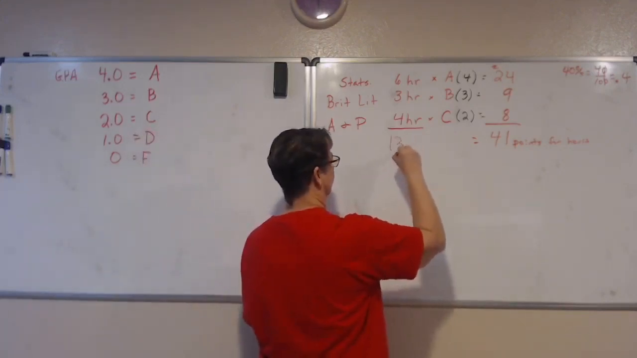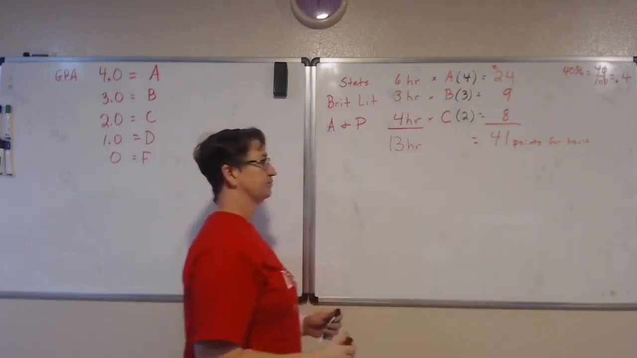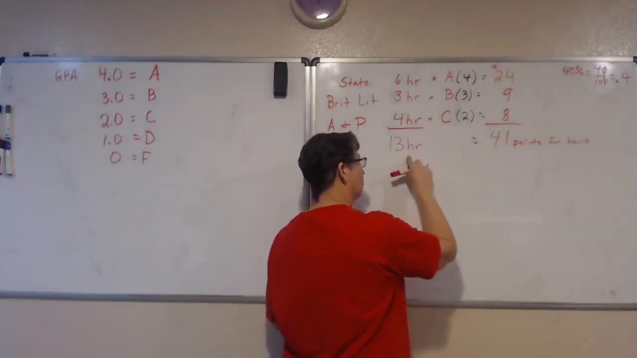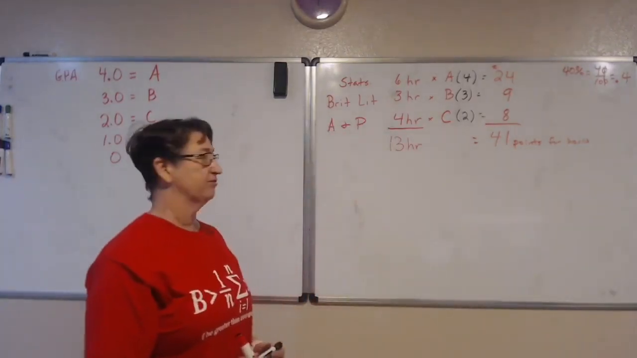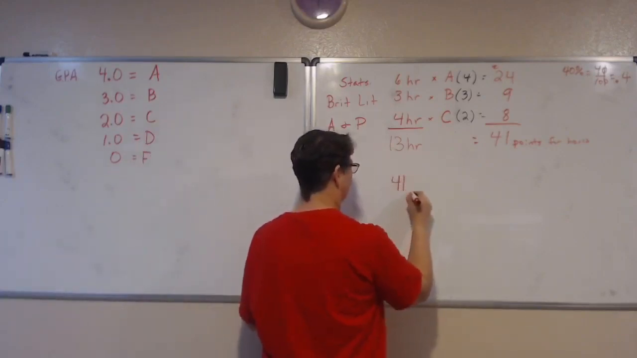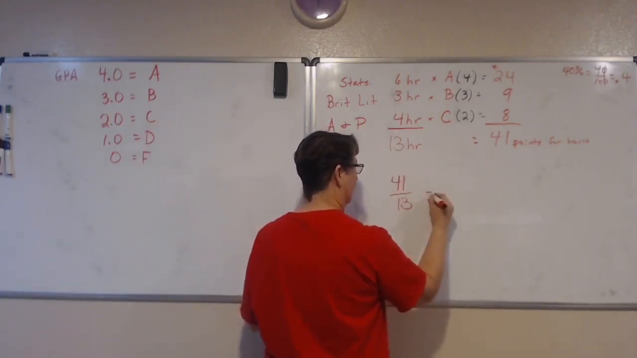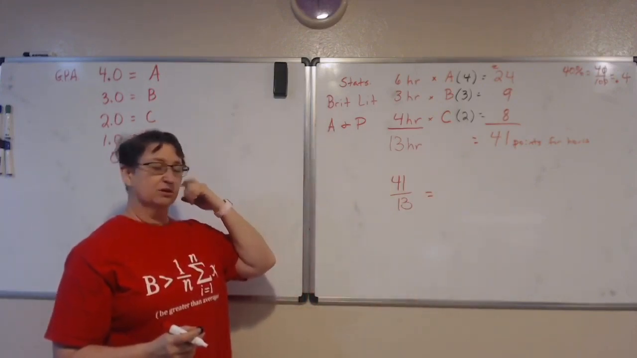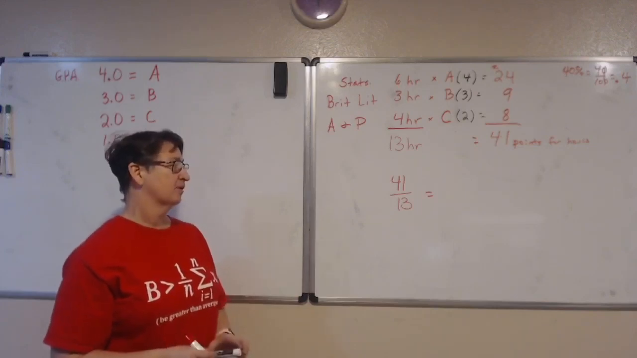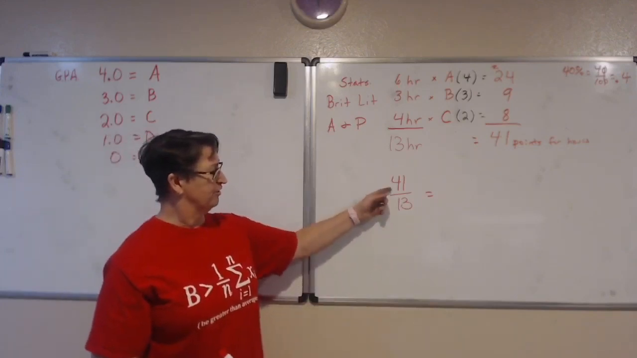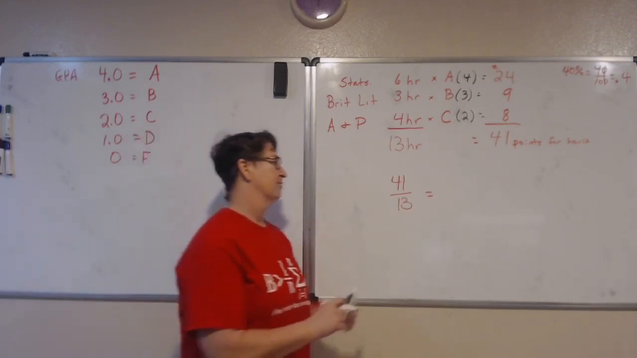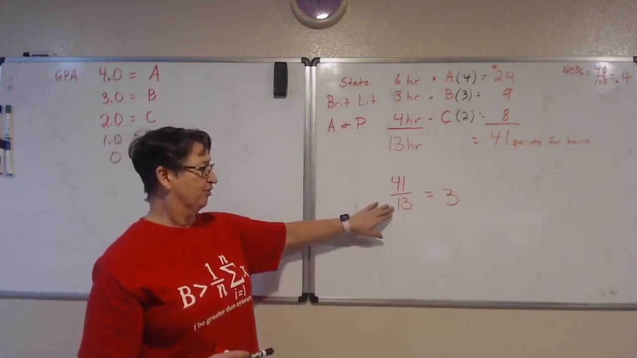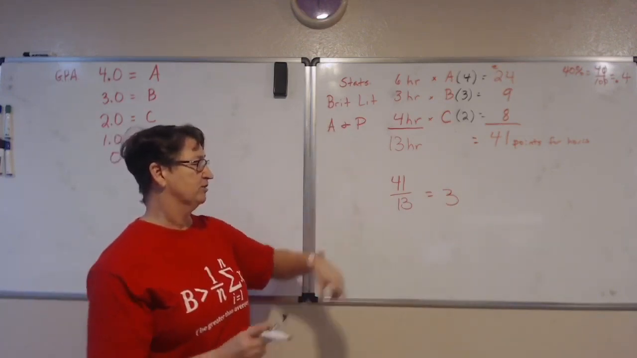7 plus 6 is 13 hours. So we put our points over our hours to find out how much per hour it is. So 41 divided by 13, and that's what I meant by it's not going to turn out pretty, because 13 is not the most beautiful number to divide by. Well, I know 13 goes in there 3 times, because 3 times 13 is 39, and then 40, 41, so with 2 left over.